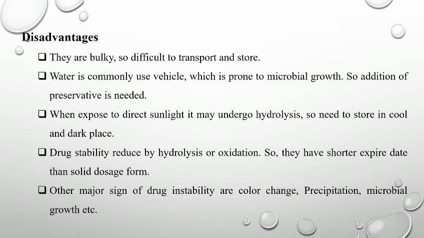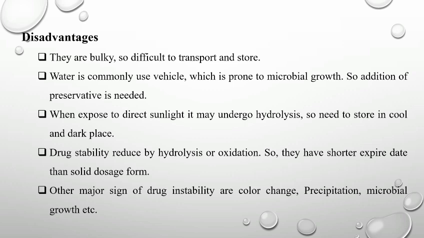Disadvantages of monophasic liquid dosage form. As monophasic liquid dosage forms are bulky, it is very difficult to transport them from one place to another, and they also show difficulties in storage conditions. Here we are using water as a vehicle in the preparation of monophasic liquid dosage forms, so they may be prone to microbial growth. So we have to add extra excipients such as preservatives.